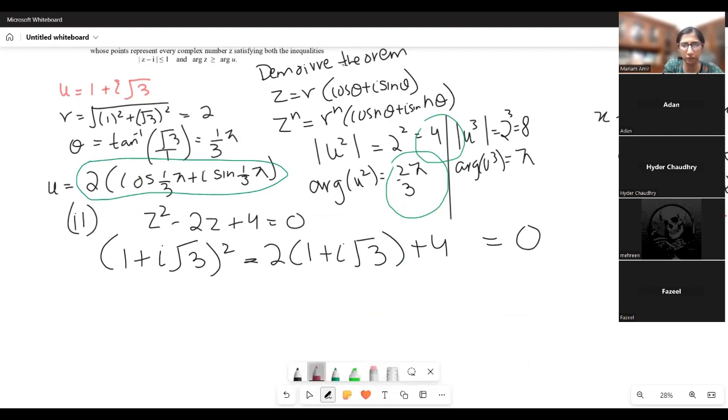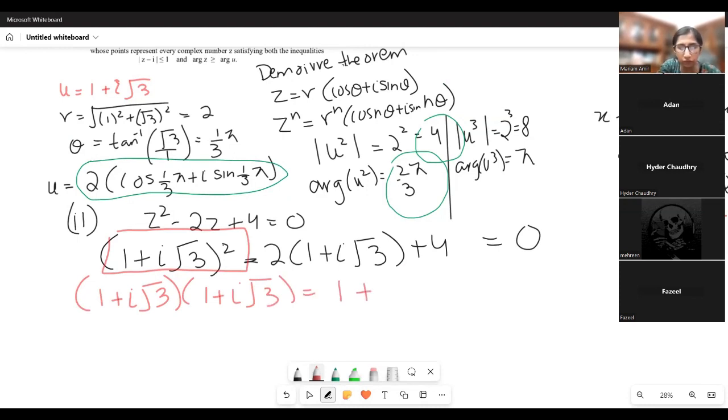अब इसकी working थोड़ी सी ज़्यादा हो जाती है. So let's do that. 1 plus iota under root 3 times 1 plus iota under root 3. Or use a square plus 2ab plus b square. Iota under root 3 का square इसके equal होता है. Iota square is minus 1. Under root 3 square is 3. So it's going to be minus 3. That's the first term, which is 1 plus 2 under root 3 iota minus 3.